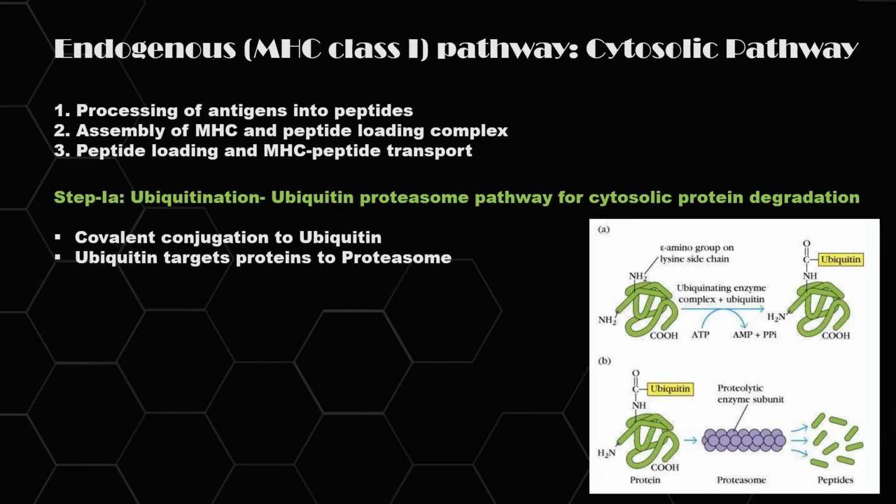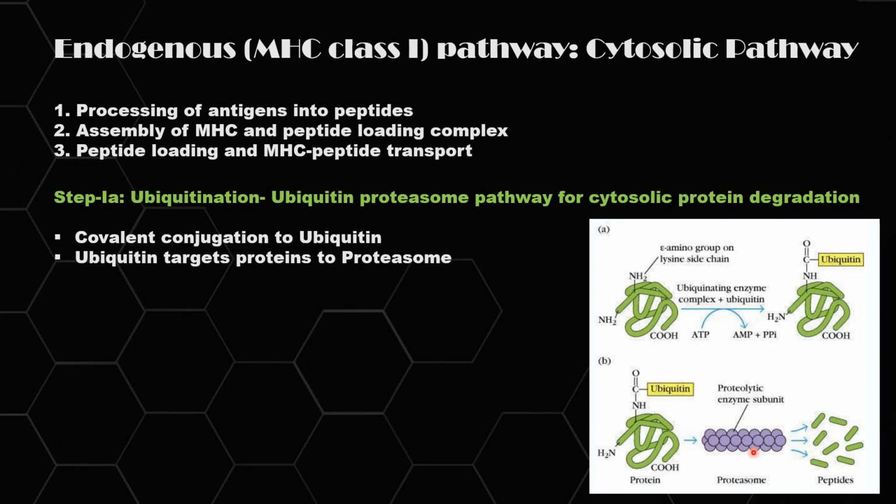So the first one is basically the processing of antigen into the peptide. So here you have the degradation of the endogenous antigen. Ubiquitin helps in degradation. Ubiquitin proteasome pathway for cytosolic protein degradation. So what happens? Ubiquitin has covalent conjugation to the antigen, and once there is a covalent conjugation of ubiquitin to the endogenous antigen, it targets the protein to the proteasomal assembly.